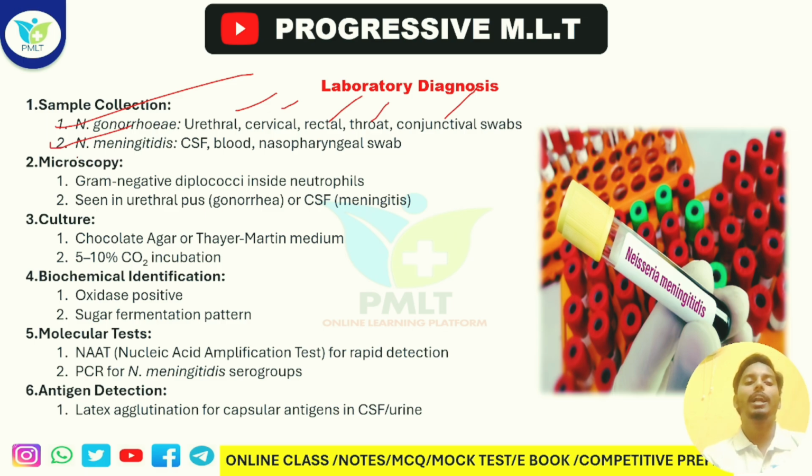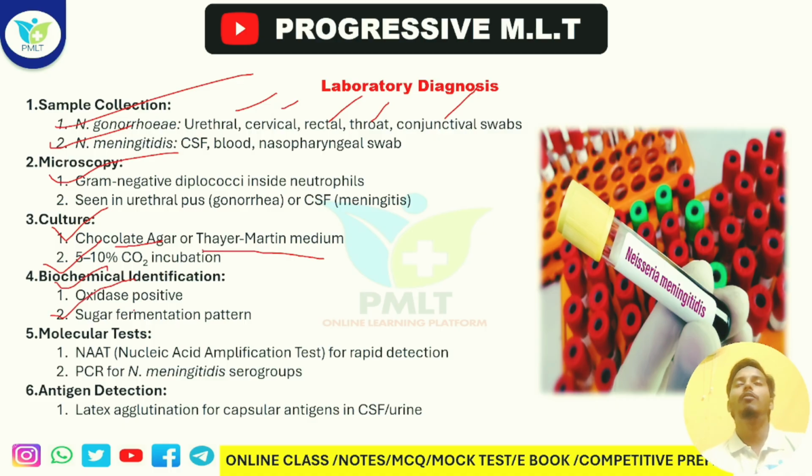We will find gram negative diplococci inside the neutrophils. Getting my point? After that, for culture, we have to use chocolate agar as well as Thayer Martin media. I have already told you that they are capnophilic. Whenever we add 5 to 10% CO2, we will get a better result. For biochemical tests, I have already told you that they are oxidase positive and the sugar fermentation pattern is also positive.